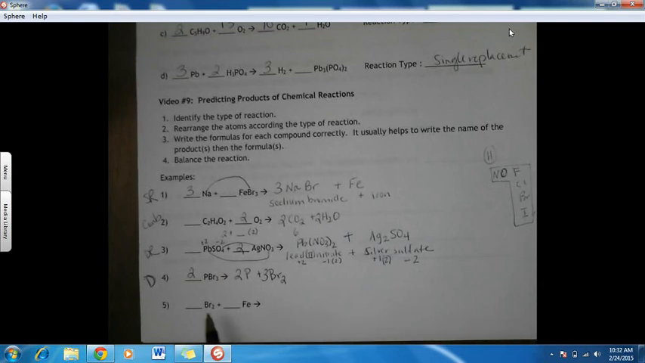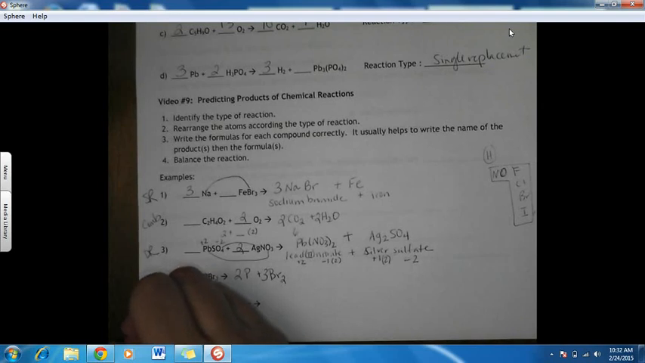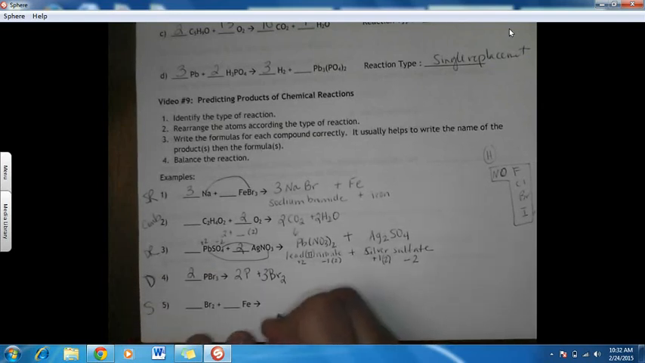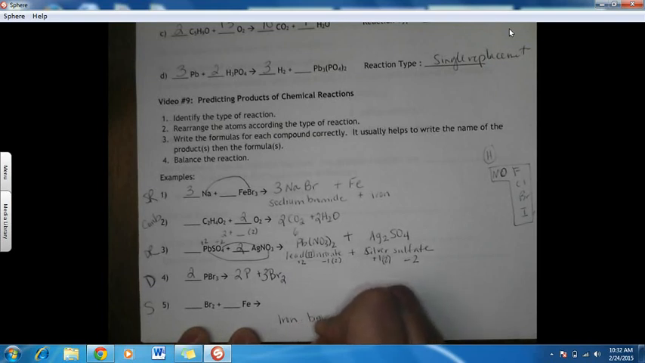Next we have bromine reacting with iron. And so this will be a synthesis reaction, 2 elements combining. Now this is going to be iron and bromine. So it's going to be some iron bromide.